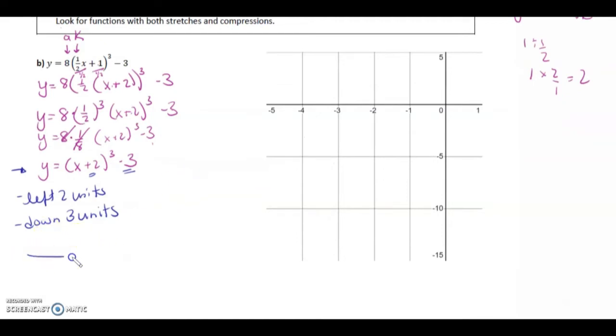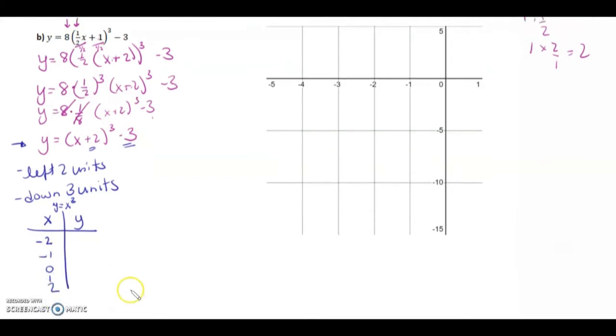Okay, so mapping. We're going to write the x and the y for the parent function, which is y equals x cubed. We can sub in -2, -1, 0, 1, 2. And we're going to get -8, -1, 0, 1, 8. So now this is easy.